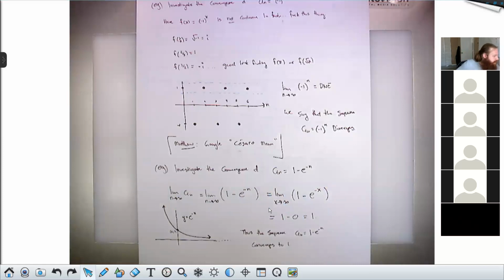So we're changing the n to an x so that I can use all the stuff I learned in Calc 1 about limits at infinity. Does that answer the question? Do you feel comfy with that?